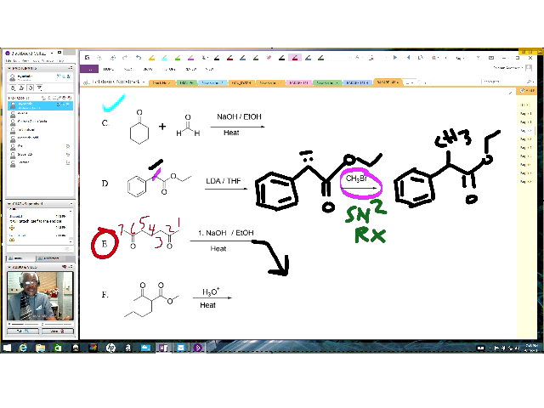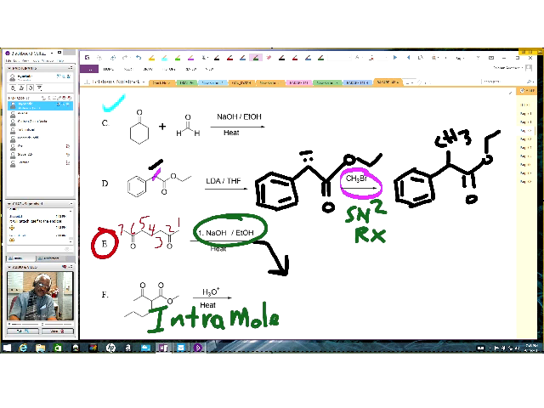Now what is going to happen here? This is an example of an intramolecular aldol condensation. Because anytime you see this reagent here, the hydroxide, and then you have a ketone or an aldehyde, you need to be thinking of aldol condensation. In other words, you generate the enolate ion, and the enolate ion will react with a carbonyl within the same molecule. That is why we say intramolecular.